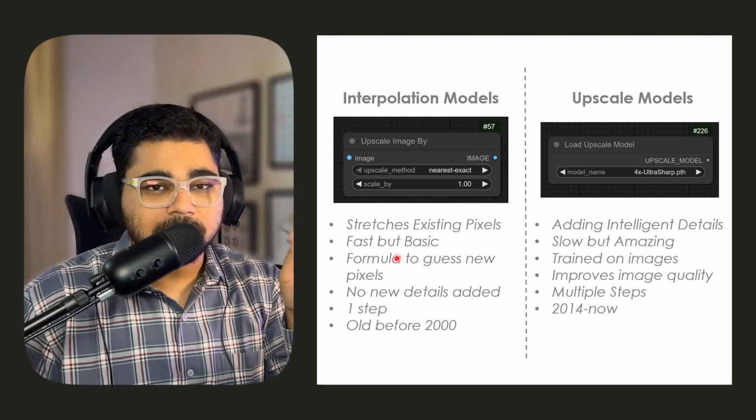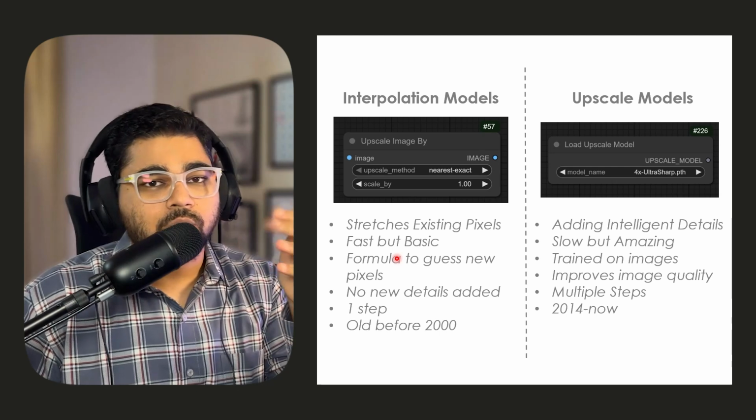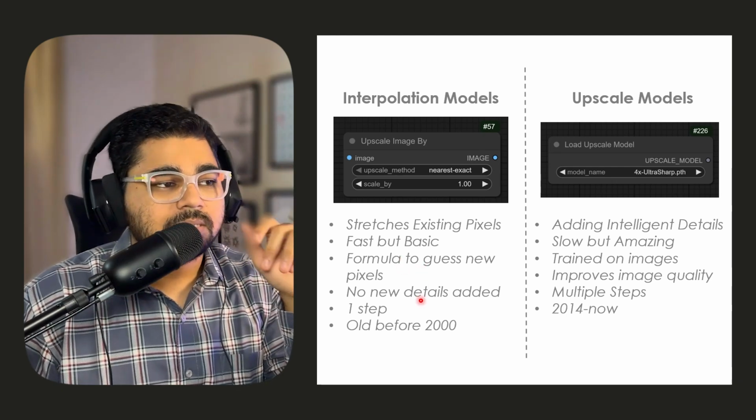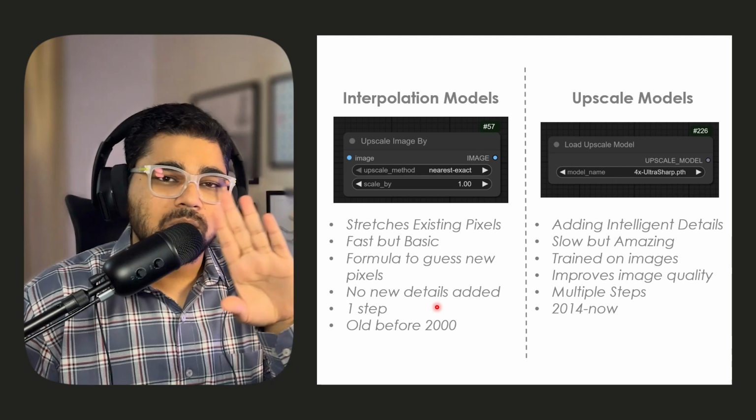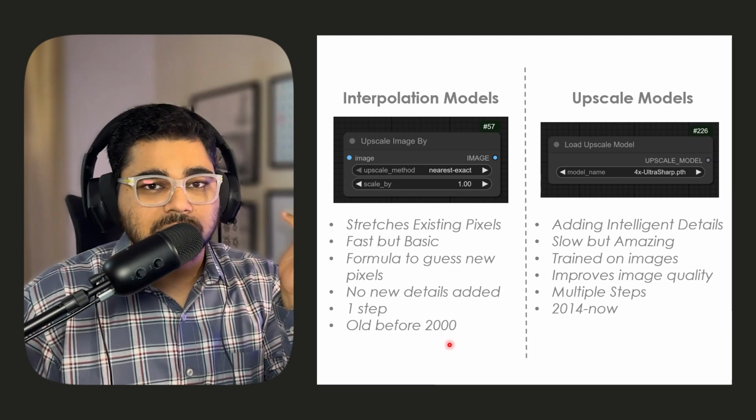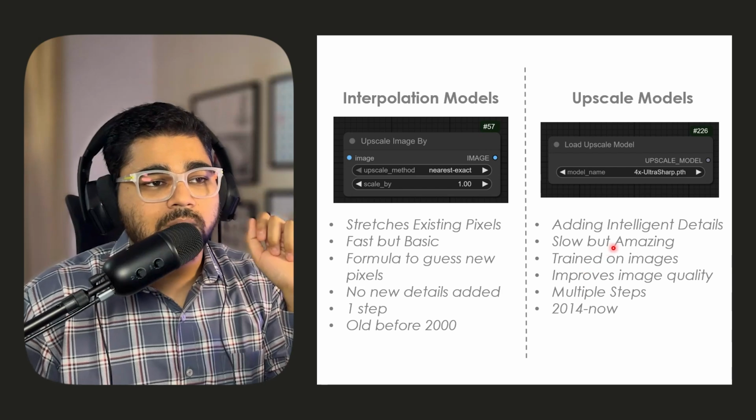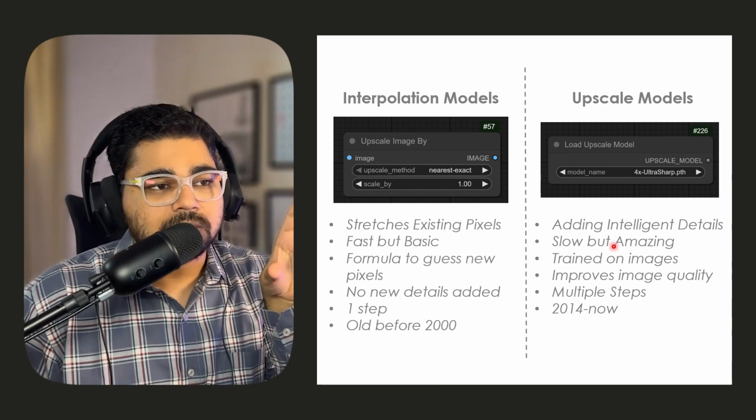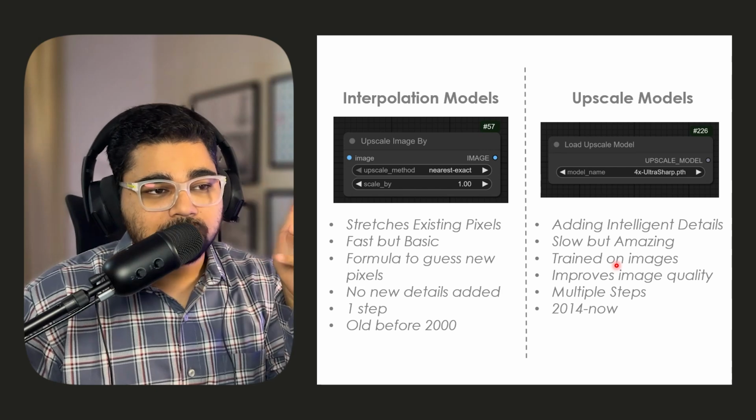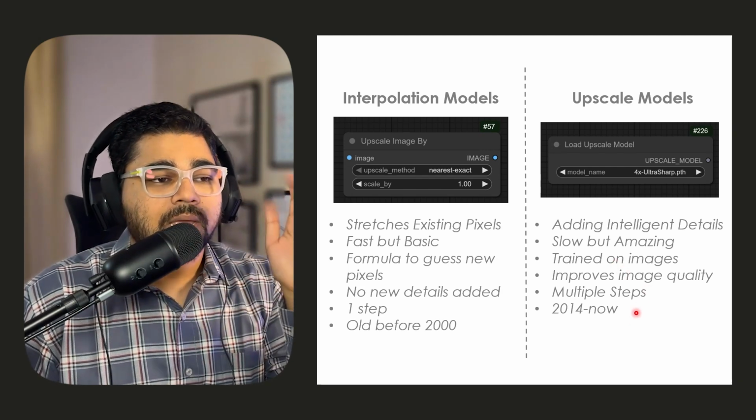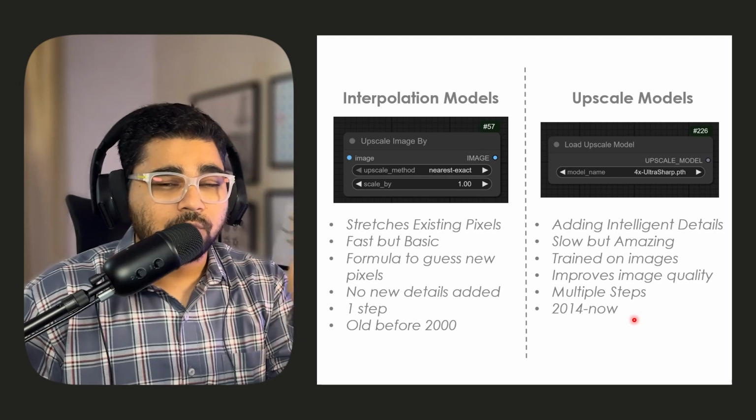They're fast but very basic, because they will in the end, no matter what, give you a blurry output, as they are formulated to just guess the pixels. They take only one step and no extra details are added, and these are from prior to 2000. Whereas upscale models add intelligent details. They are slow, but they give really good results because they are trained on images to improve image quality, and they have multiple steps. These have been in existence from 2014 till now.